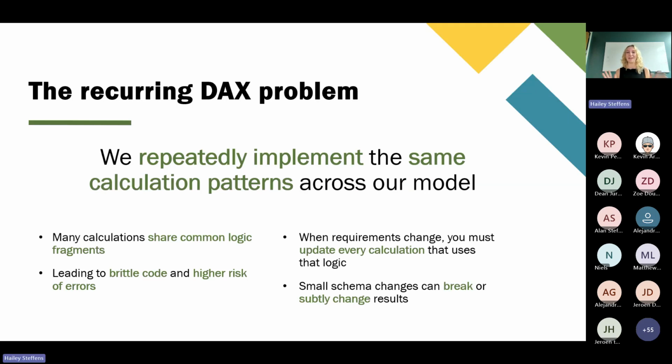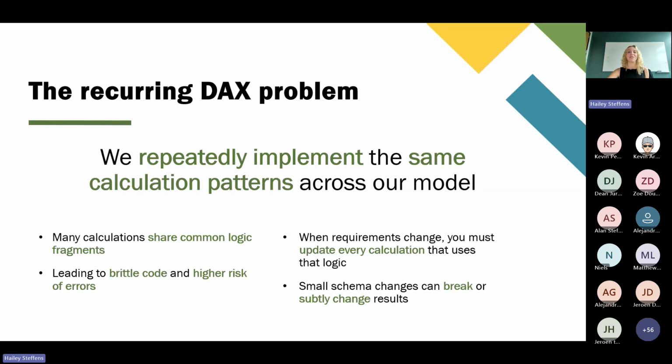So I'm sure pretty much everybody here who's worked with DAX has had this exact scenario happen where you've copied pretty much the same filter logic into all of your different measures, and then all of a sudden the requirement changes and you have to update every single measure. And this is a very common issue. So let's talk about it.